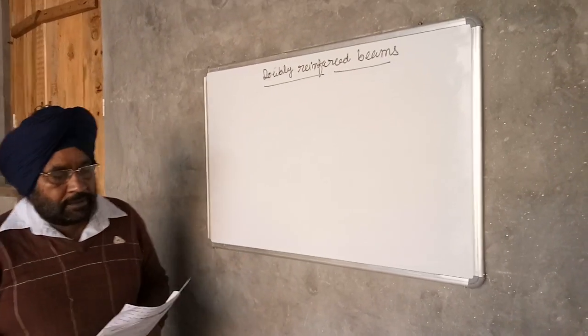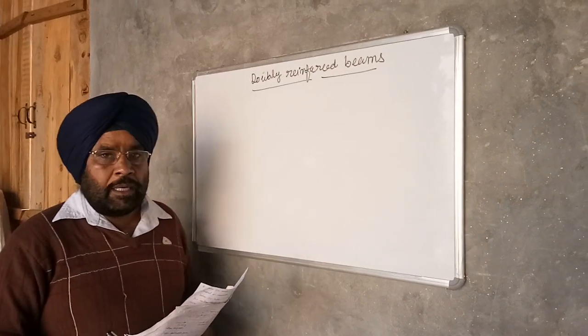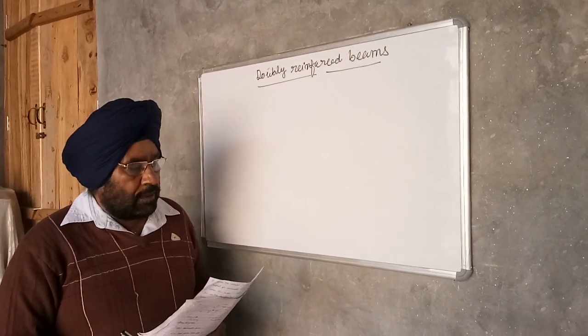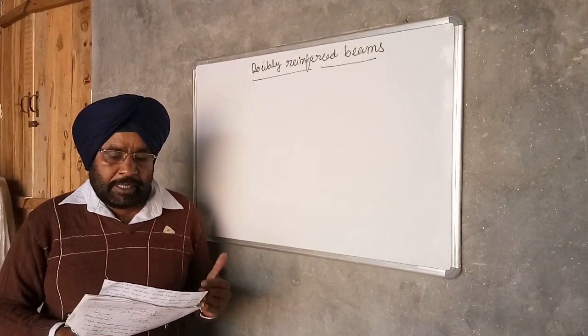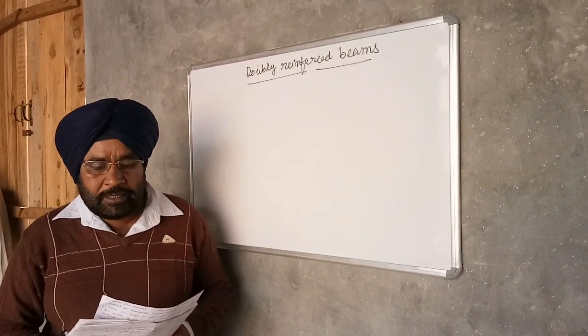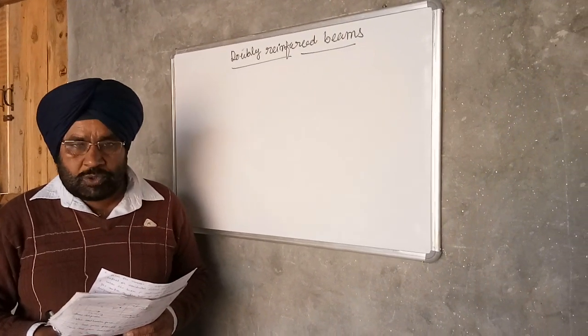Good morning, students. Today we will do doubly reinforced beams. So, what is a doubly reinforced beam? A beam reinforced with steel both in the tension zone and the compression zone is called a doubly reinforced beam.